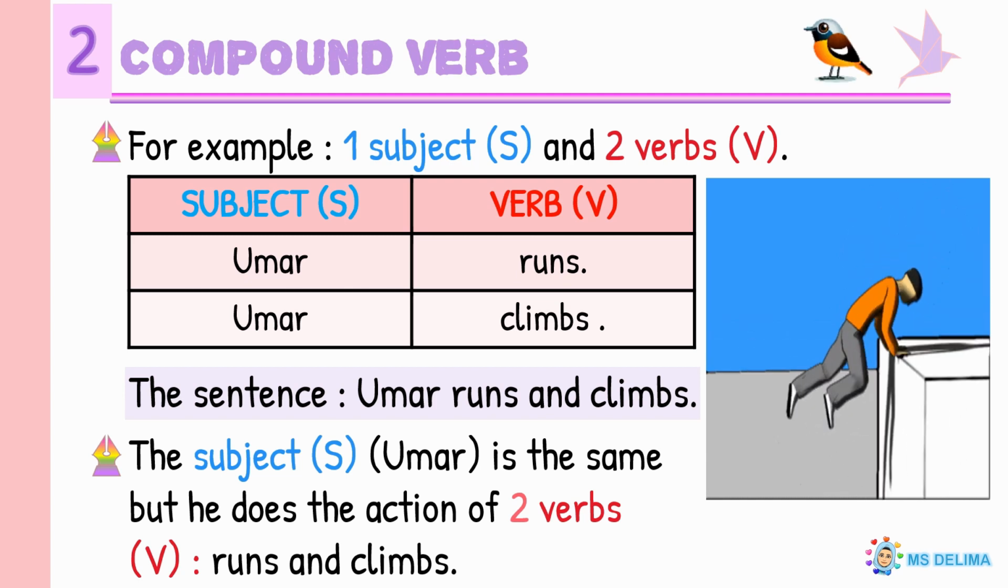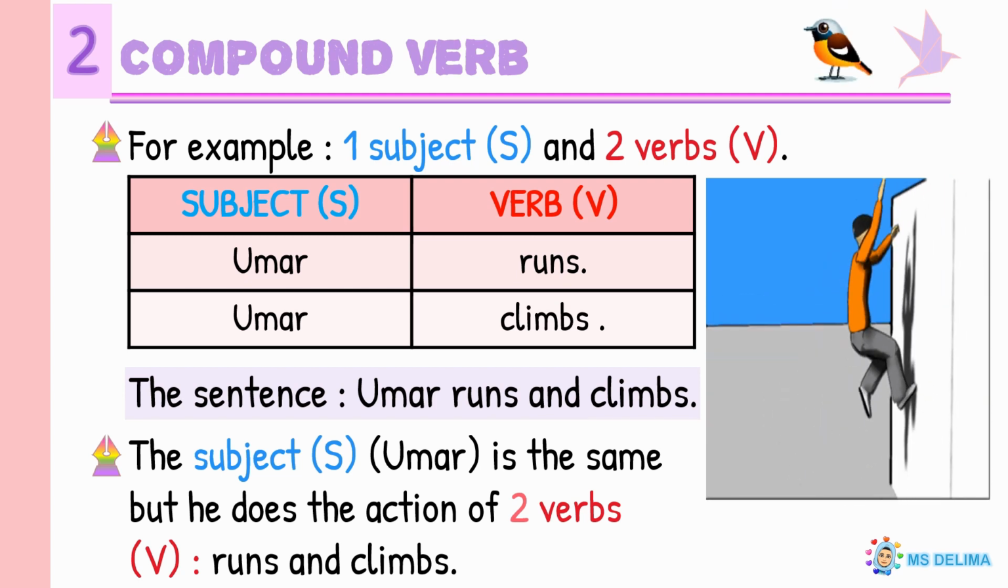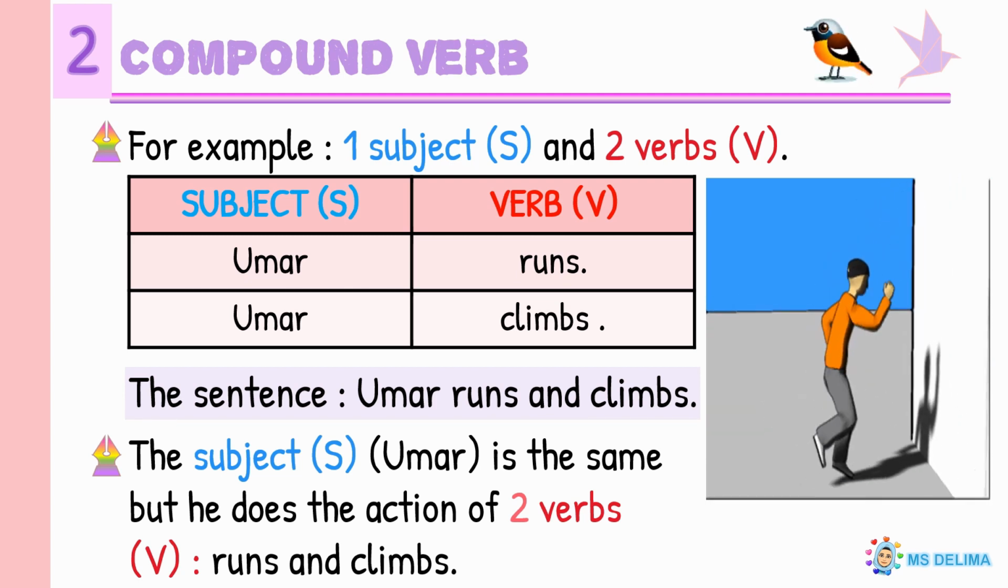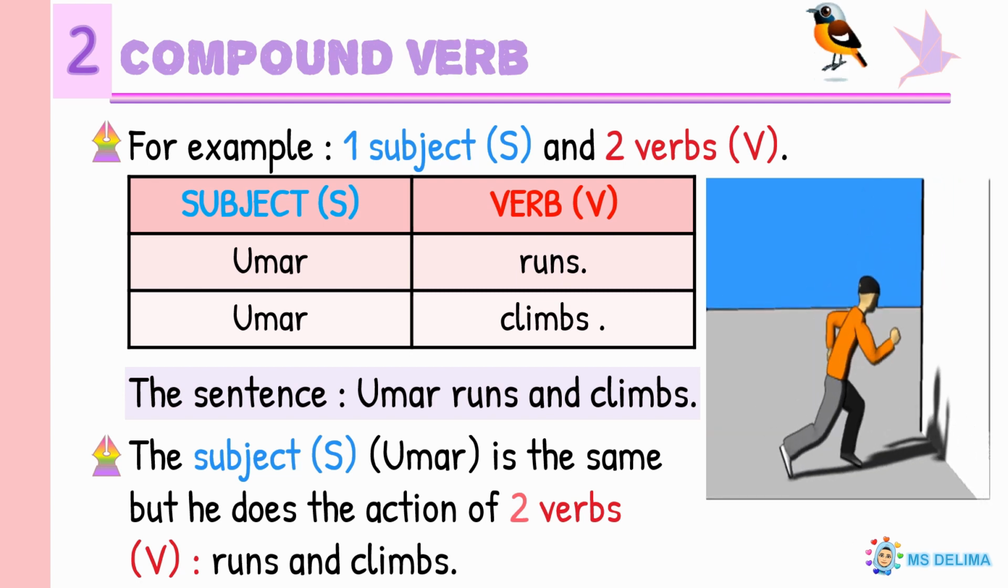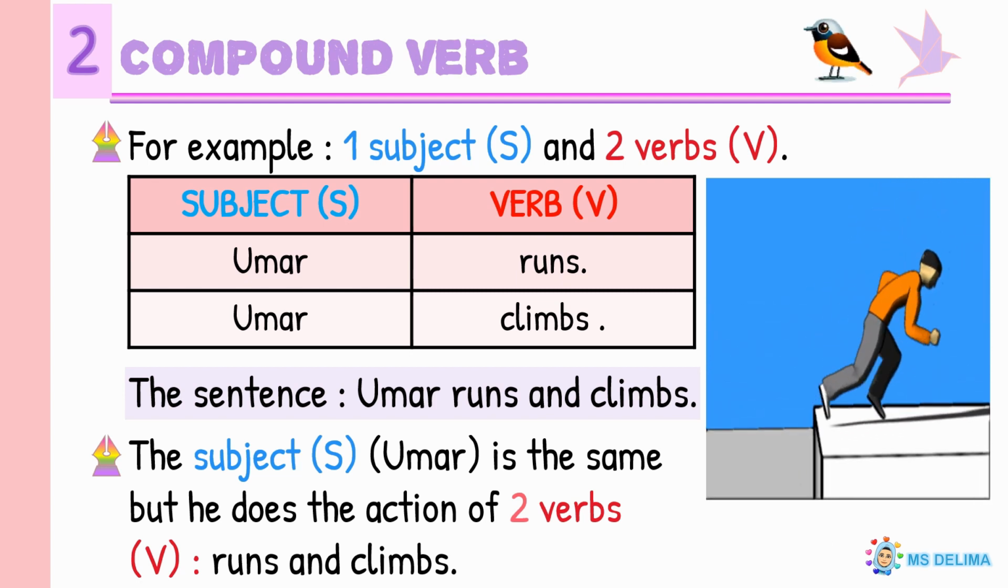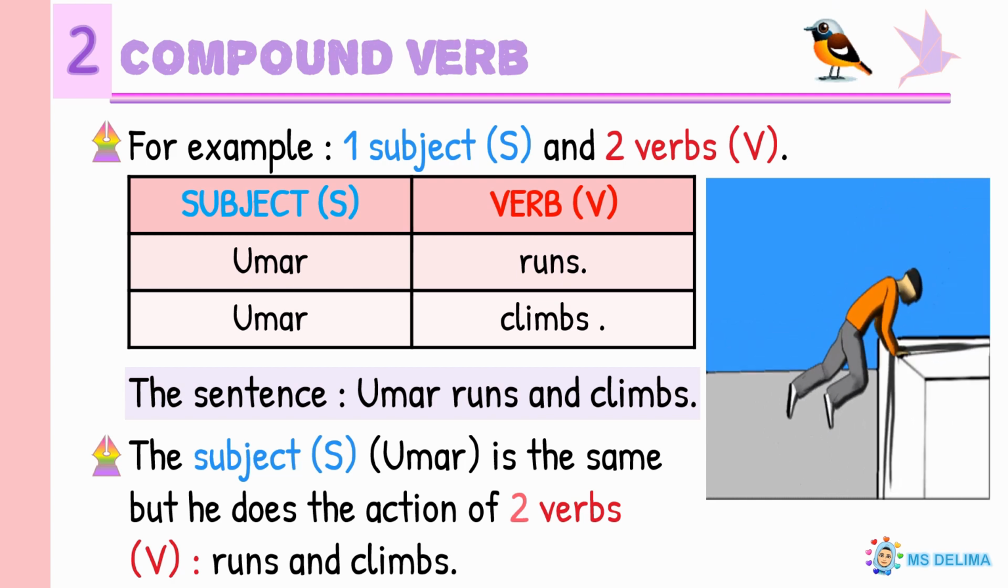So the sentence here, Umar runs and climbs. The subject, who is Umar, is the same, but he does the action of two verbs, which are runs and climbs.